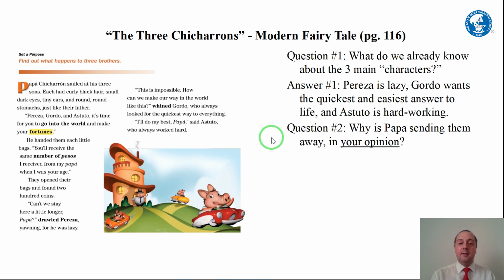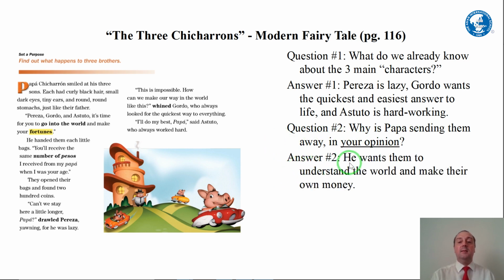Okay? Papa in the story is sending them away from home. He gives them a little bit of money and he sends them away. Why is he sending them away, in your opinion? Here's my opinion. He wants them to understand the world outside of their house and to make their own money. All of us need to go out and experience life and experience the world for ourselves. This is what Papa is doing in the story.